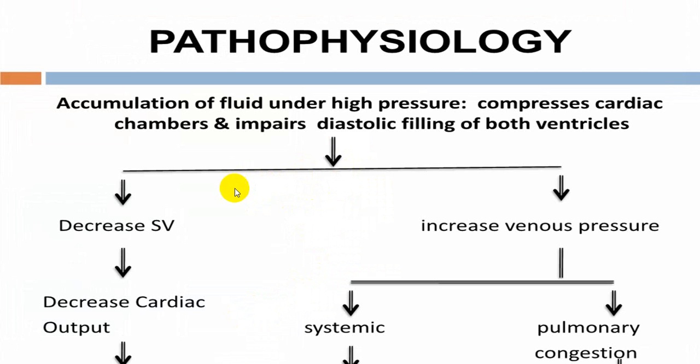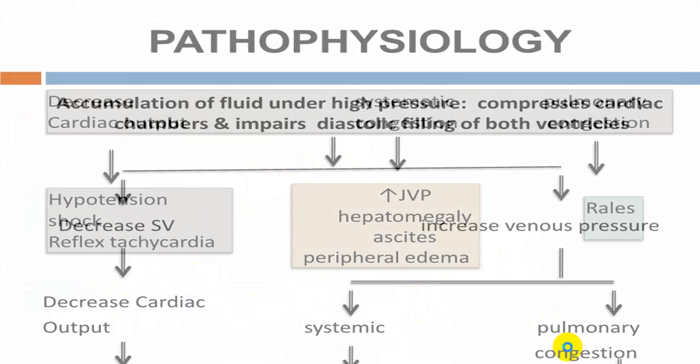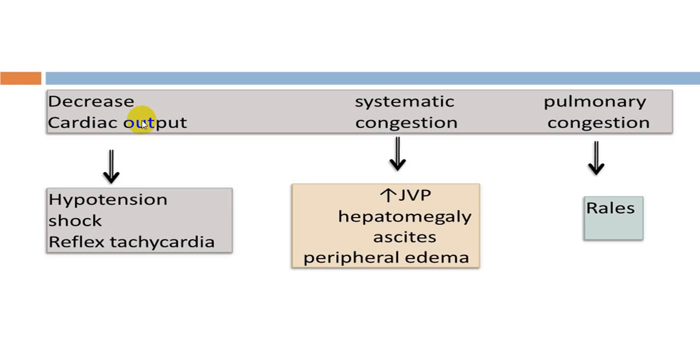So because of diastolic filling, decrease in systolic volume, decrease in cardiac output, increased venous pressure, systemic congestion, and pulmonary congestion. Decreased output will result into hypotension, shock and reflex tachycardia. Systemic congestion will result into elevated JVP, hepatomegaly, ascites and peripheral edema. And pulmonary congestion will result into basal crackles, or we call RALs.